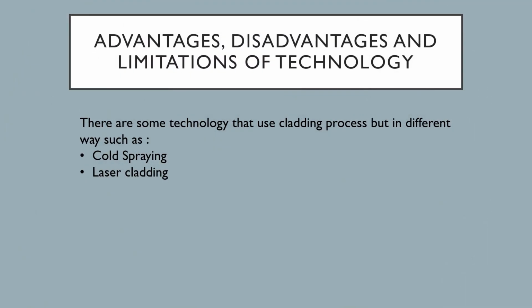There are some technologies that use the cladding process but in different ways, such as cold spraying and laser cladding. But there are also advantages, disadvantages, and limitations of this technology.